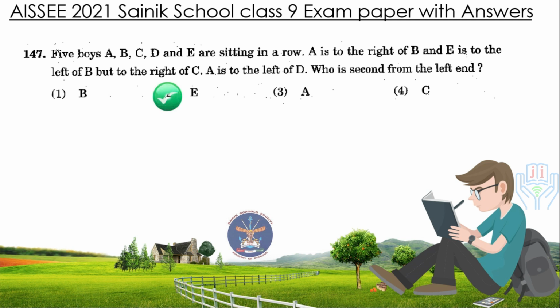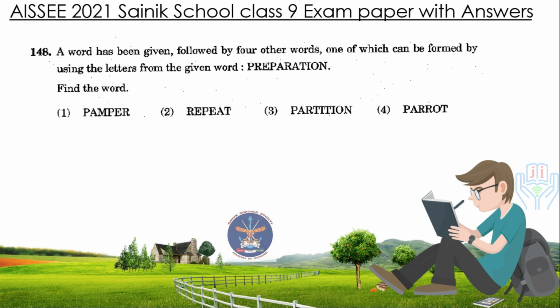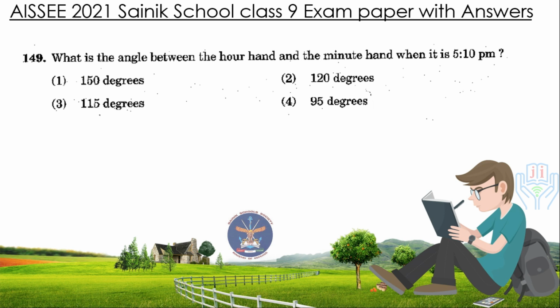Answer E. A word has been given, followed by four other words, one of which can be formed by using the letters from the given word. Preparation. Then find the word. Answer Parrot. What is the angle between the hour hand and the minute hand when it is 5:10 pm? Answer 95 degrees.